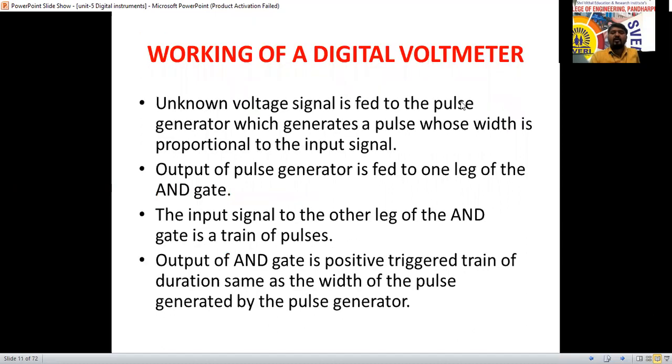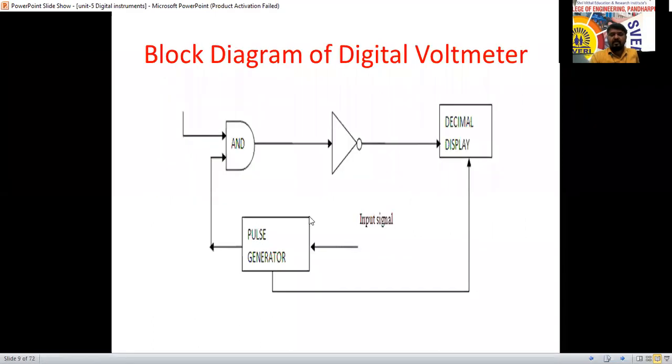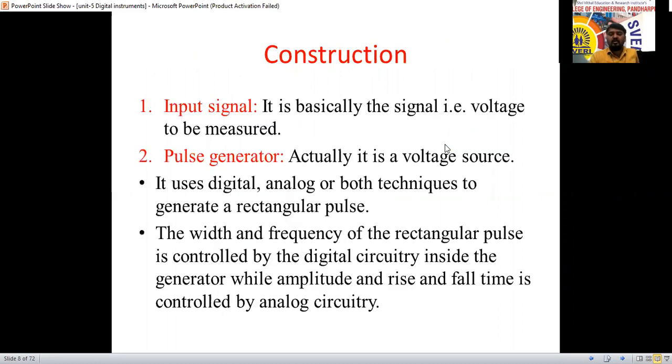So the working, how it is going to operate. First, the unknown voltage signal is fed to the pulse generator here. The pulse generator is going to give the signal to the AND gate. Taking the two inputs, the train pulse and the pulse generator output, it is going to give the output here. That is converted into another output, which it is going to count and give as the output.